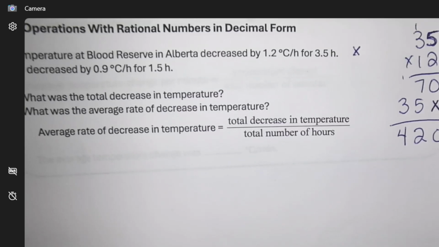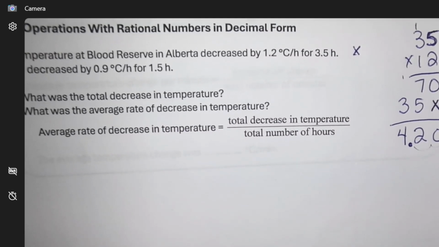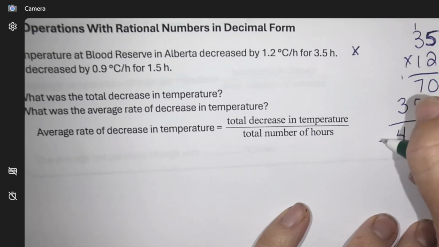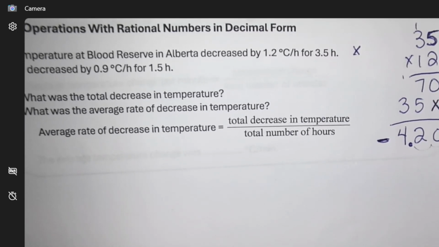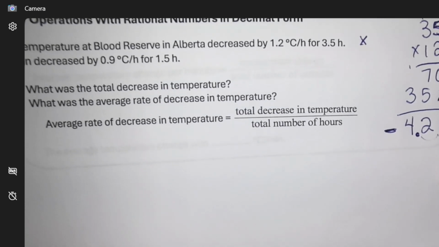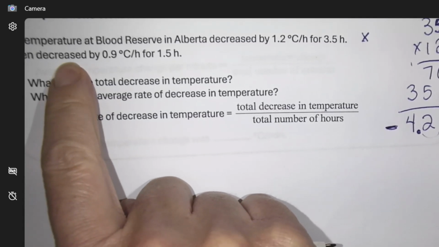And how many decimal places should I put on this 420? 2. So 1, 2. So 4.20. And we're just going to put a negative on there because that's how much we went down. Okay. Then it did some more decreasing.